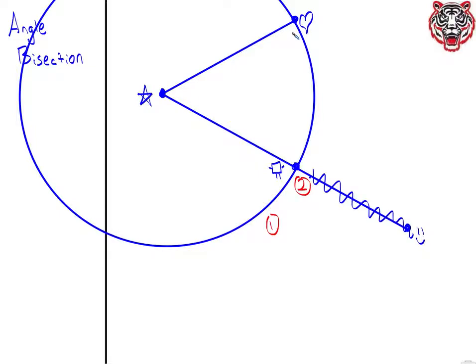crosses. Exactly. So when I'm trying to bisect, I make 2 circles that are large enough to cross. So make 2 circles around Heart and around SpongeBob. Let's do it.